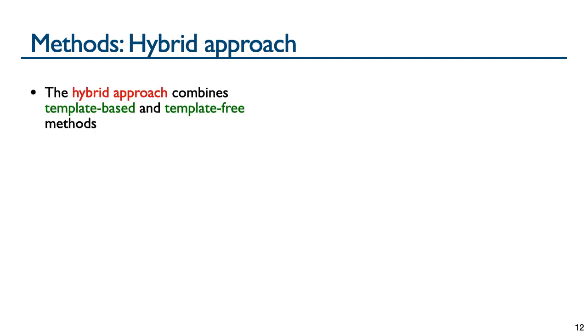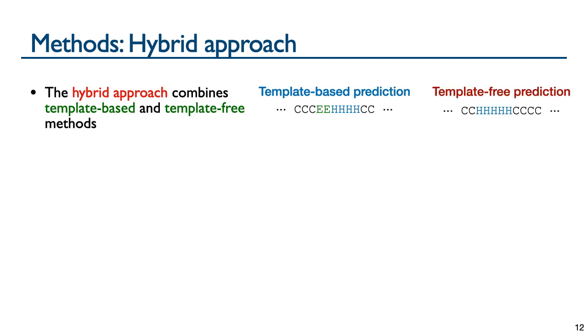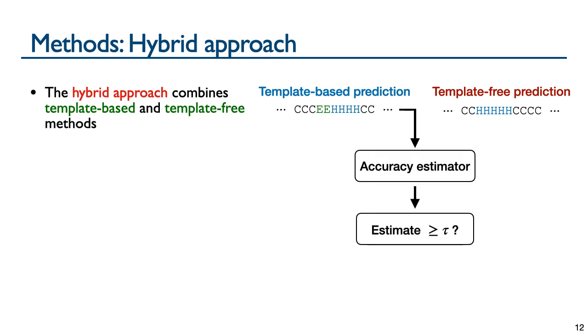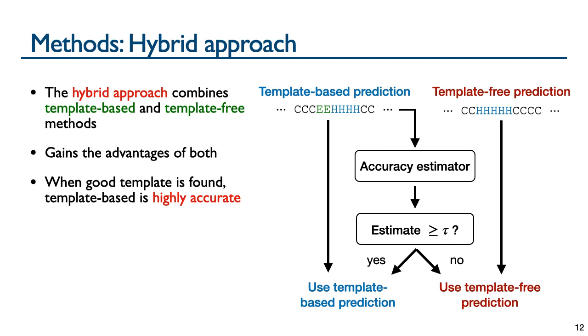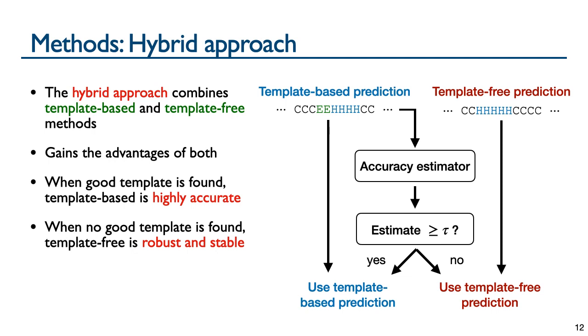This hybrid approach combines nnessy, a template-based method, with a template-free method. Given nnessy template-based prediction and the prediction of a template-free method, we estimate the accuracy of nnessy template-based prediction. If the estimated accuracy is above a threshold, the hybrid outputs nnessy prediction. Otherwise, it outputs the alternate prediction of a template-free tool. The hybrid gains the advantages of a template-based method, where when a good template is found, the prediction has high accuracy. We combine nnessy with a robust and stable template-free method, so when no good template is found, the accuracy of the hybrid prediction is robust and stable.